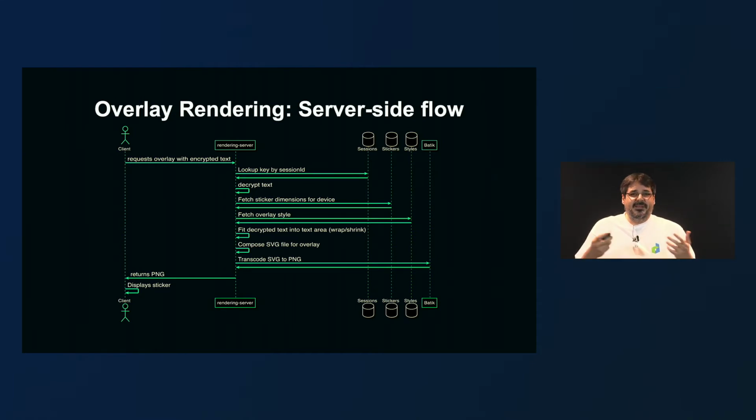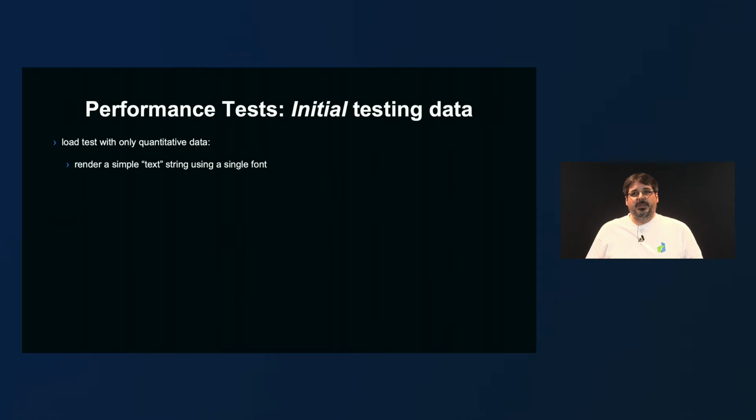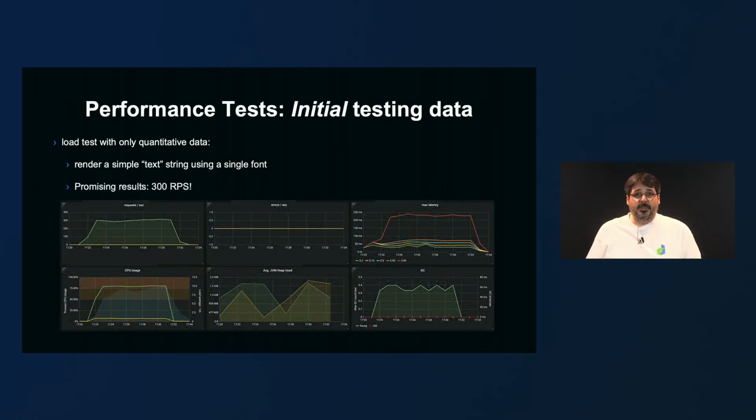Now, when we had this whole flow running, it was time for us to get some measurements of its performance. So we prepared a simple load test where we would send as many rendering requests to a single server using a very short text and choosing a random font. And we got some pretty promising results. We had about 300 requests per second with a very good latency up to the 95th percentile.